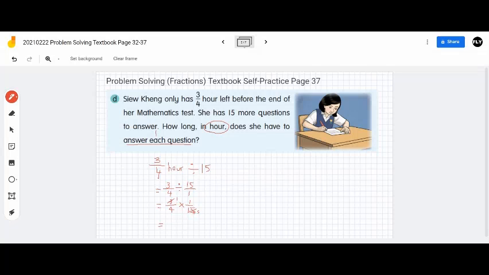Please memorize your multiplication table well. So this is the simplest form. 1 times 1, 1. 4 times 5, 20. And what is the unit that they want? Hour. The question stated hour, and here is also hour. So 1/20 hour. Done. So I'll proceed to another question.